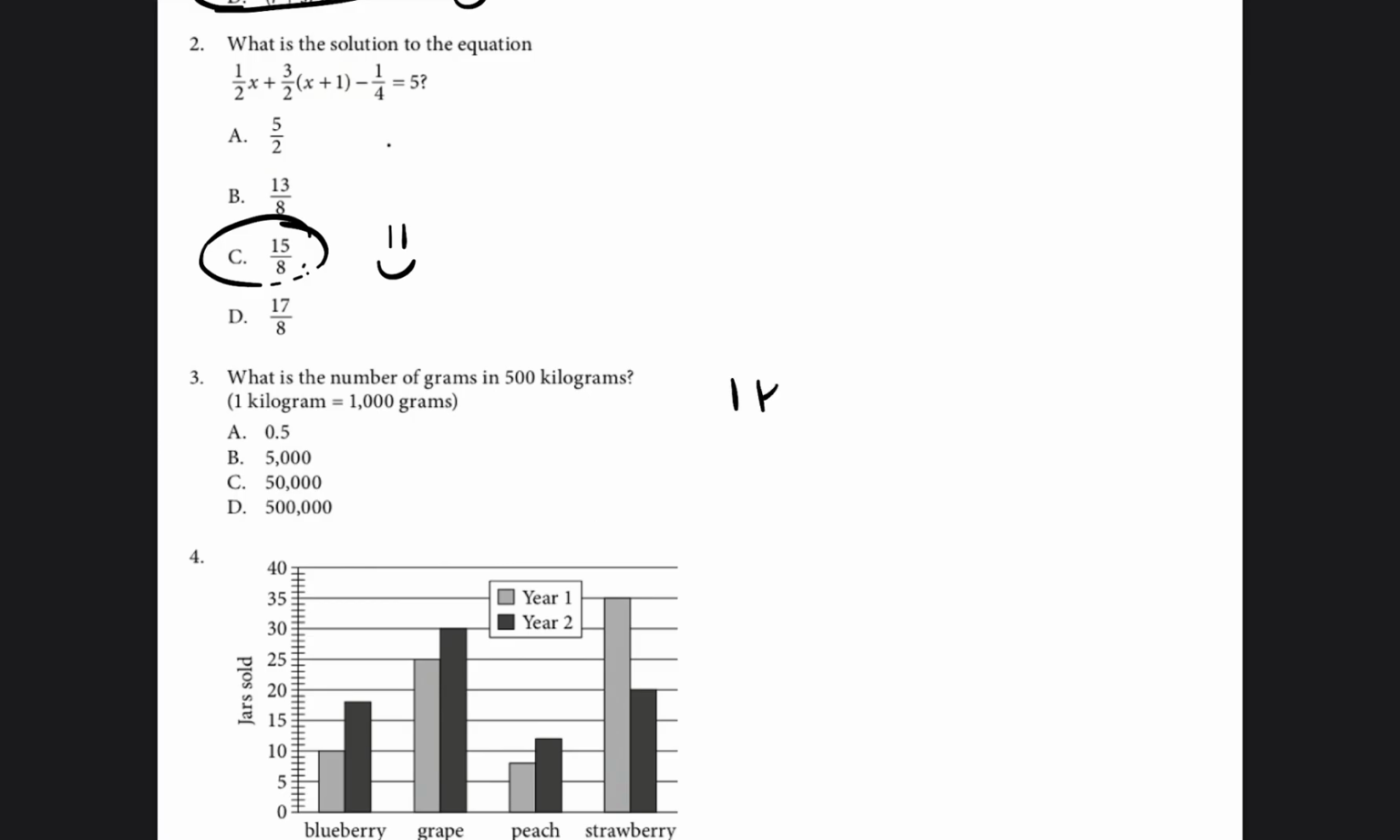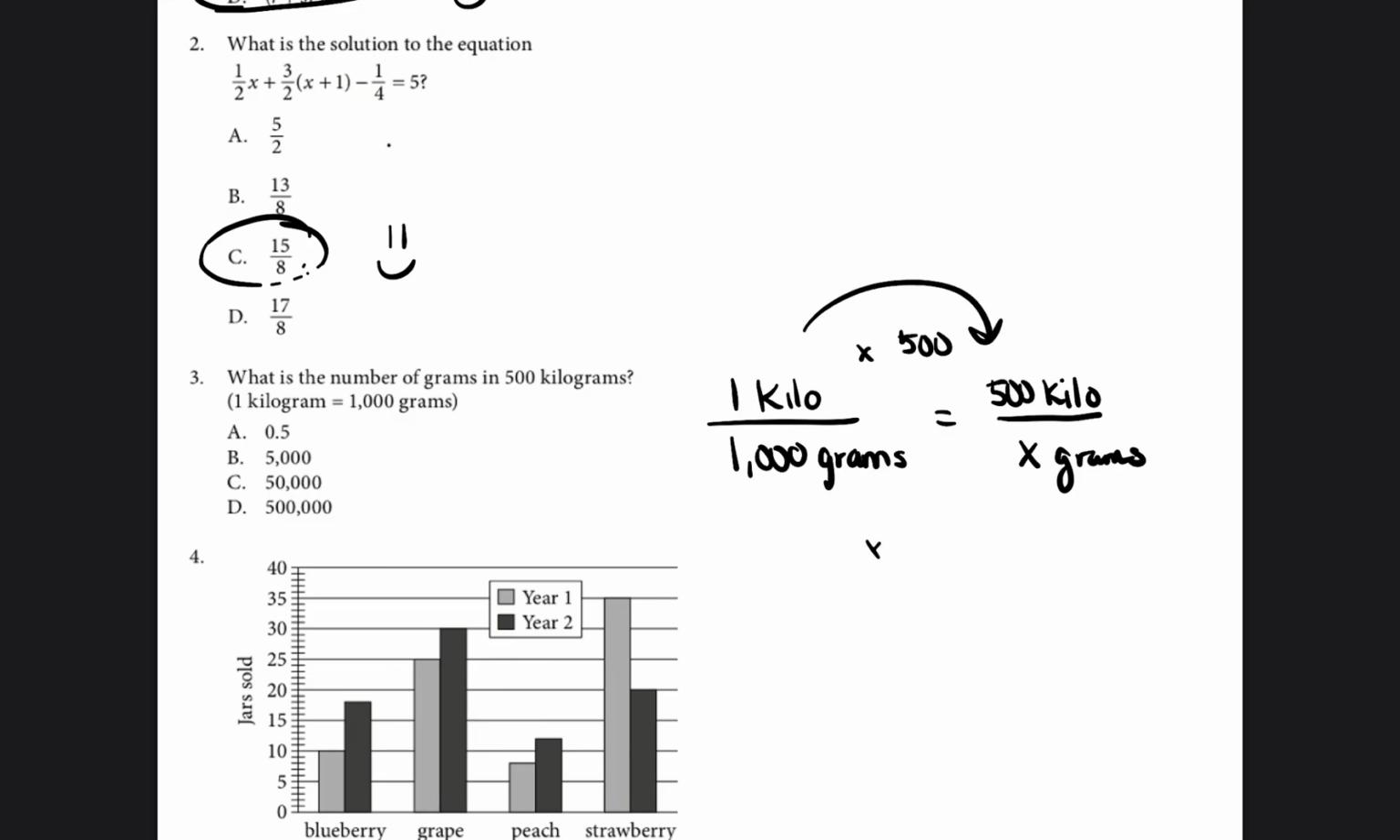So 1 kilogram over 1,000 grams, and then I'm going to make this a proportion. So the next one says I have 500 kilograms, and they're asking us how many grams, so x grams. So if I multiply that by 500, I have to also multiply the bottom by 500, and so it would be 500,000.